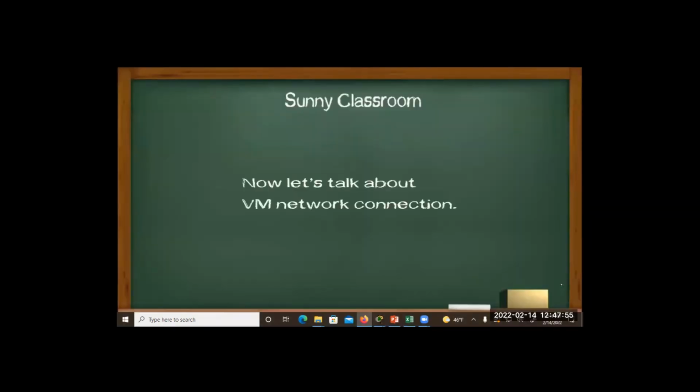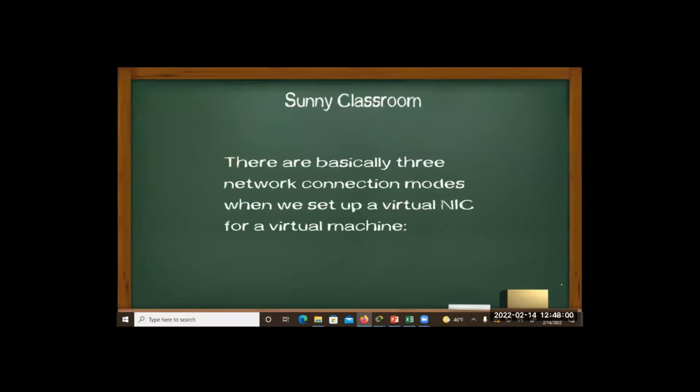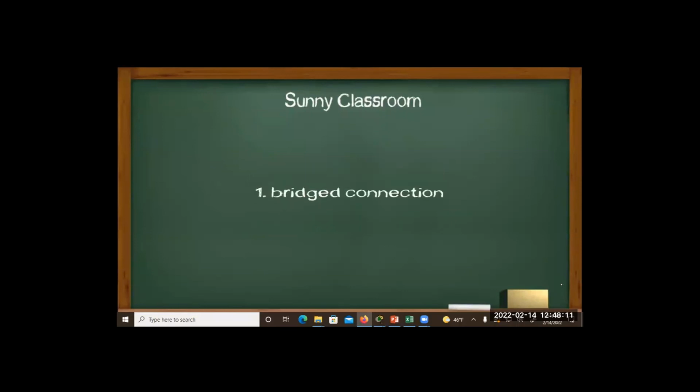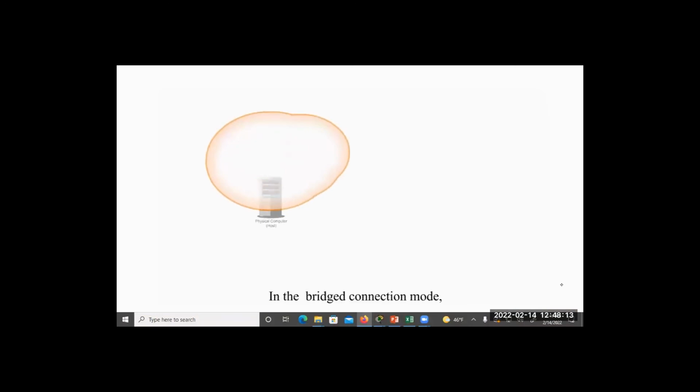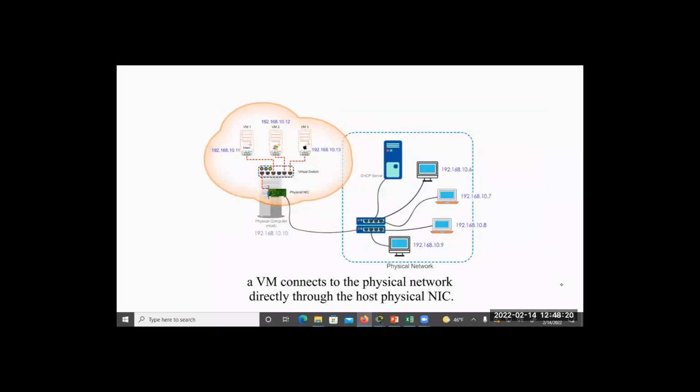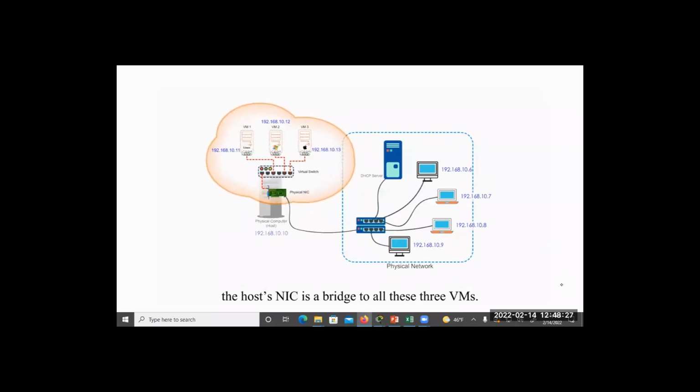Now let's talk about virtual machine network connection. There are basically 3 network connection modes when we set up virtual NIC for virtual machine: bridged connection, NAT, and host only. In the bridged connection mode, a virtual machine connects to the physical network directly through the host physical NIC. In this mode, the host NIC is a bridge to all these 3 virtual machines.